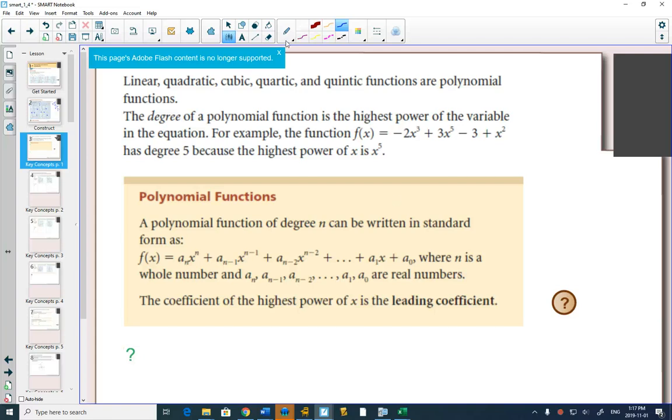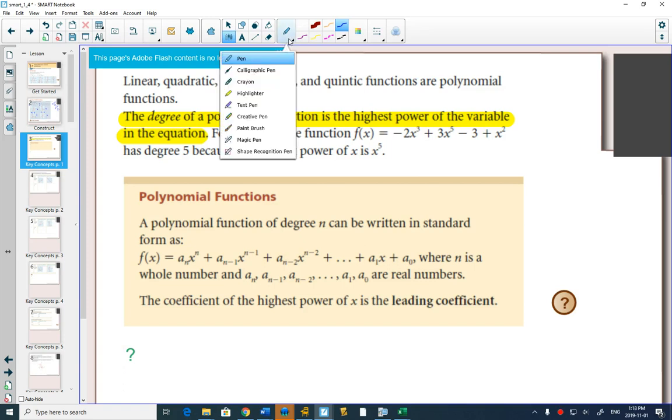Functions have a degree. The degree is the highest power of the variable in the equation. So in this one, negative 2x cubed plus 3x to the 5, the highest power is an x to the 5, so the degree is 5. And we're going to be looking at graphing these.